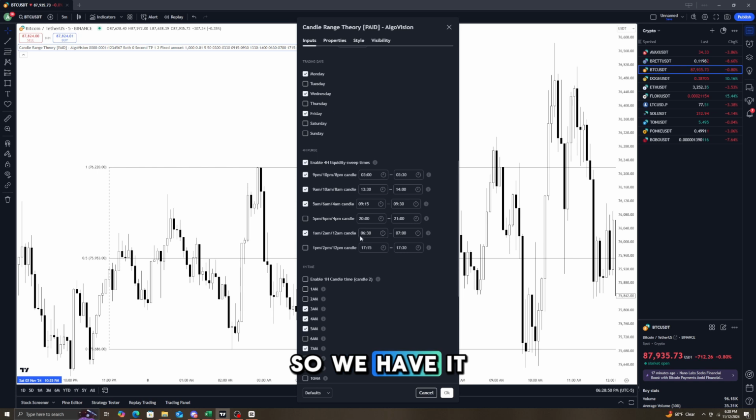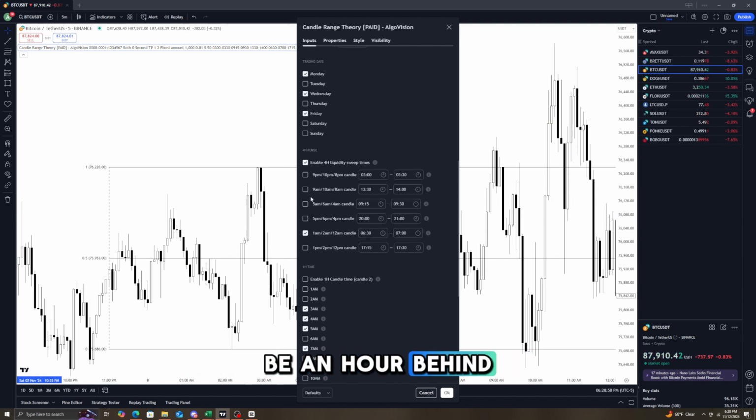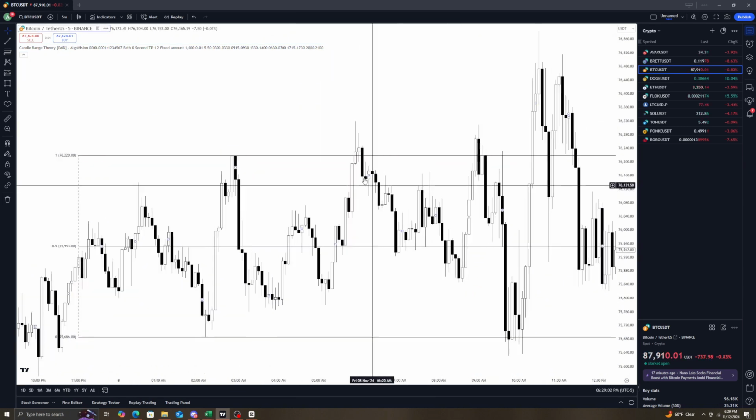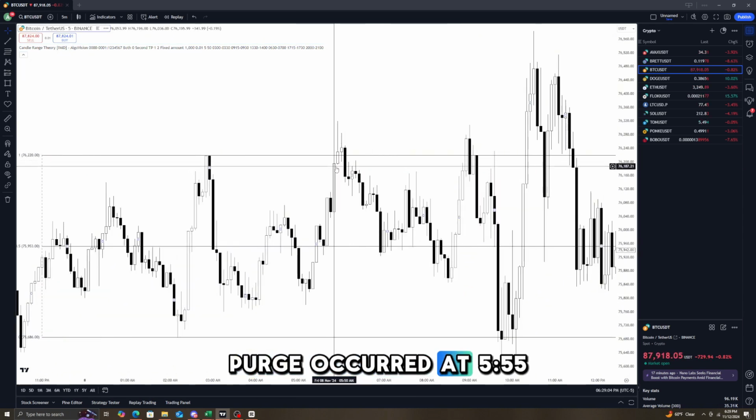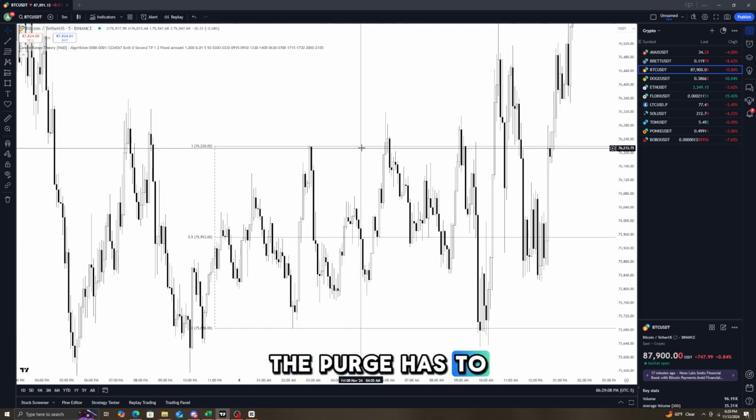So we have it defined in here that it will only show ones where the purge happened between 6:30 a.m. and 7 a.m. So this is going to be an hour behind. So it's between 5:30 a.m. to 6 a.m. So see how the purge occurred at 5:55. So it would be in our criteria for when the purge has to occur.